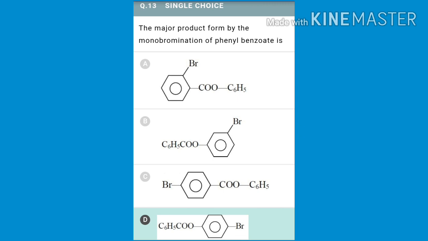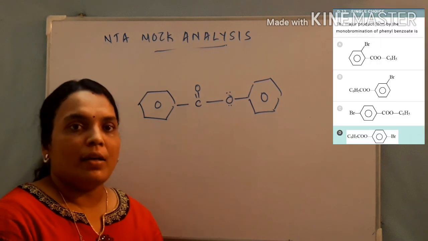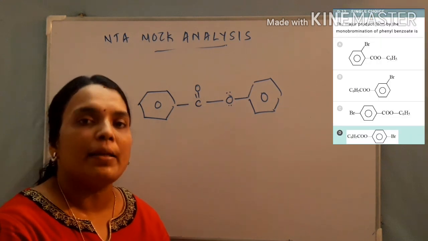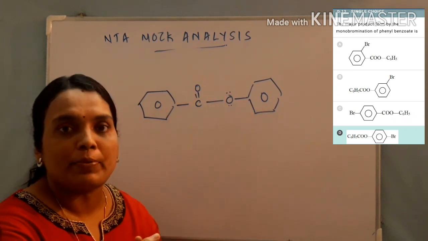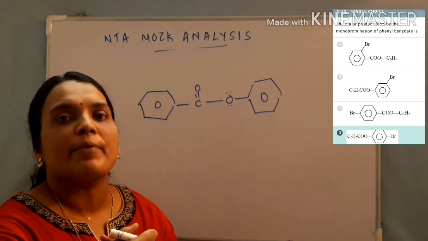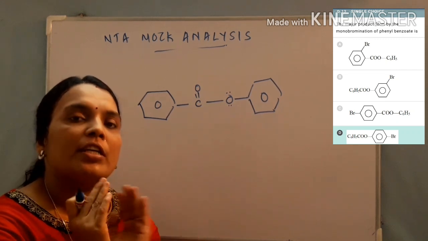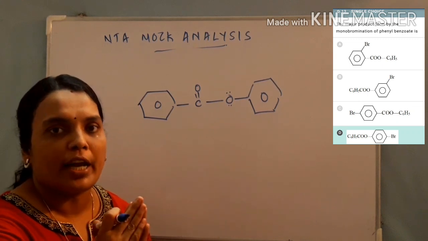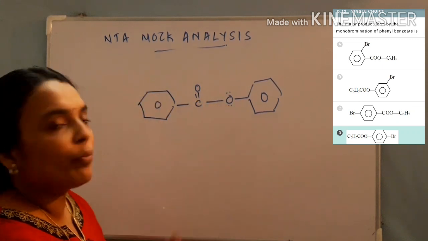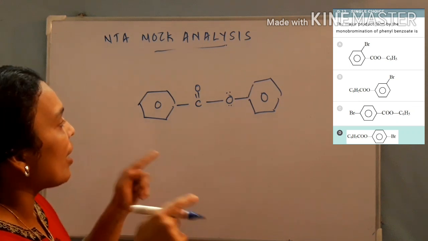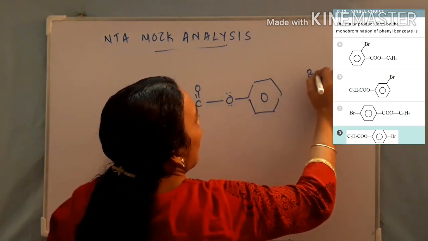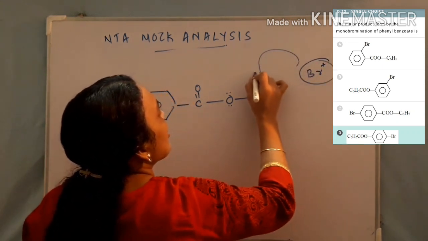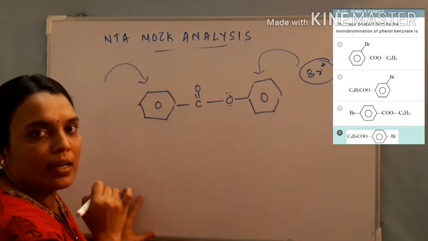The major product formed by monobromination of phenyl benzoate. Listen, monobromination of phenyl benzoate. Bromination is an electrophilic substitution reaction, since a benzene ring is present. So the electrophile is added to the benzene ring. There is a confusion, as two benzene rings are present. The electrophile Br plus can come to either this benzene or this benzene.